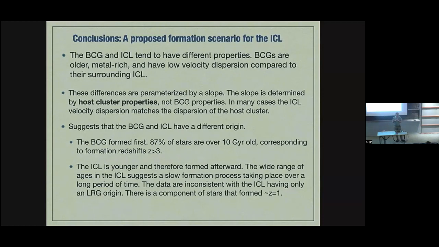So these data are inconsistent with the ICL having a large red galaxy origin, so only being formed from mergers with the brightest cluster galaxy and other large red galaxies. There's a component that we have seen of stars that formed at about redshift 1.